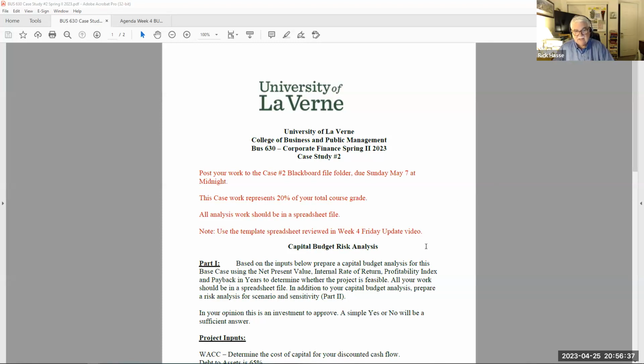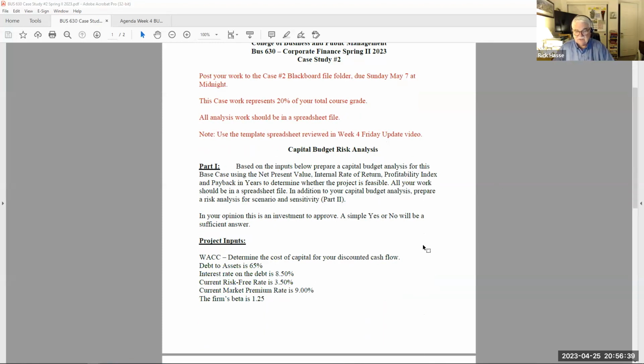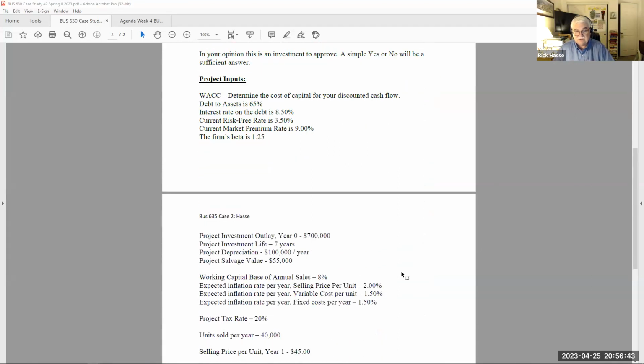It's to provide an investment analysis in a spreadsheet to determine whether an investment of $700,000 is going to prove worthy. In other words, give an adequate return. What's an adequate return? Anything above the cost of capital, which you also have to calculate in this analysis. So first of all, the cost of capital. What's the discount rate?